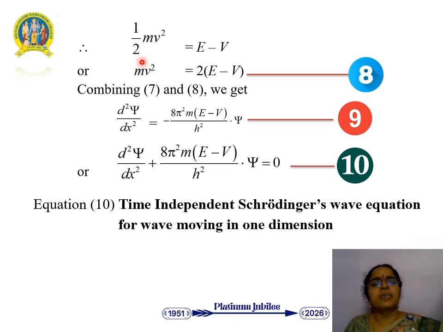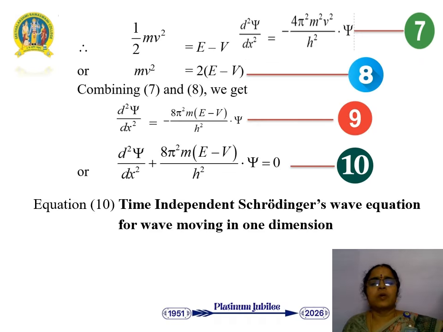Now we are rearranging the previously seen equation, that is E equals half mv squared plus V. This was the equation. It is rearranged and finally we arrived at mv squared is equal to 2 into (E minus V). This is equation 8. Now we are going to combine equations 7 and 8. So we got this equation 9, and this ninth equation is rearranged. So this is equation 10.